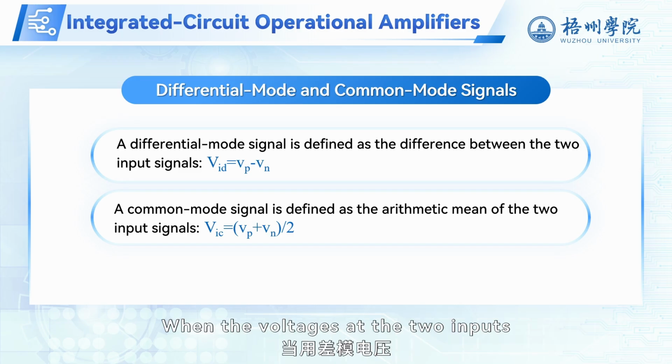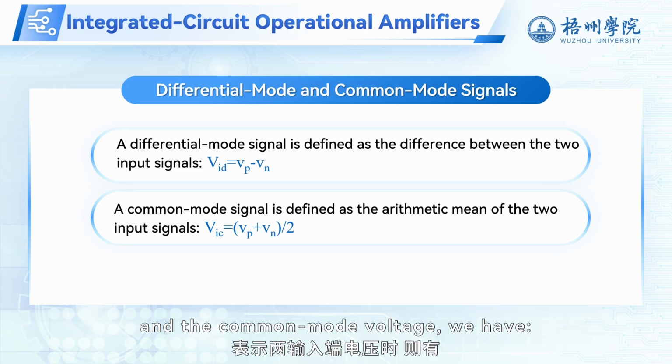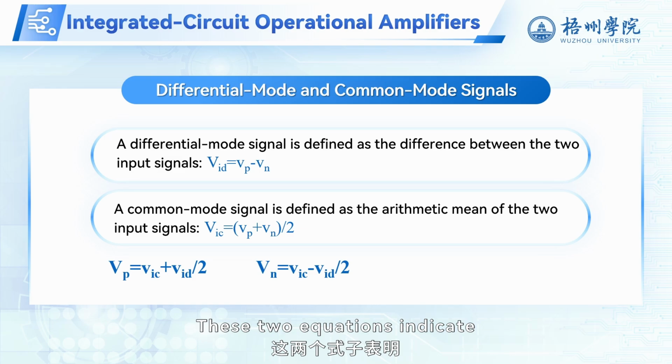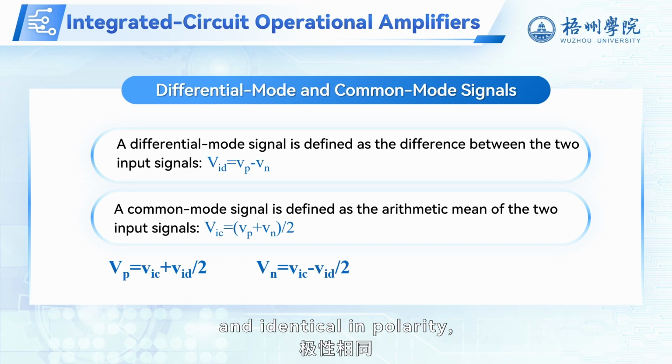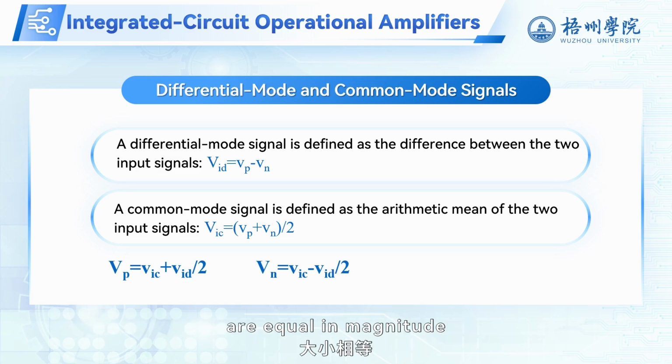When the voltages at the two inputs are expressed in terms of the differential mode voltage and the common mode voltage, we have V_P equals V_IC plus (V_ID over 2), and V_N equals V_IC minus (V_ID over 2). These two equations indicate that the common mode voltages at the two inputs are equal in magnitude and identical in polarity, while the differential mode voltages at the two inputs are equal in magnitude but opposite in polarity.